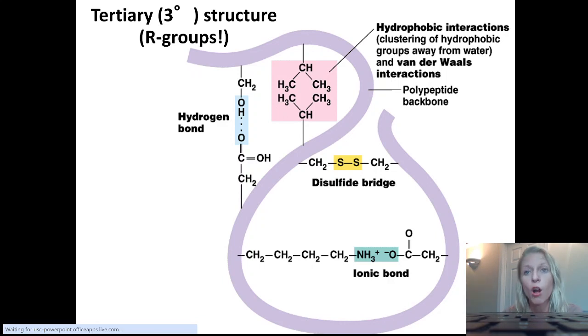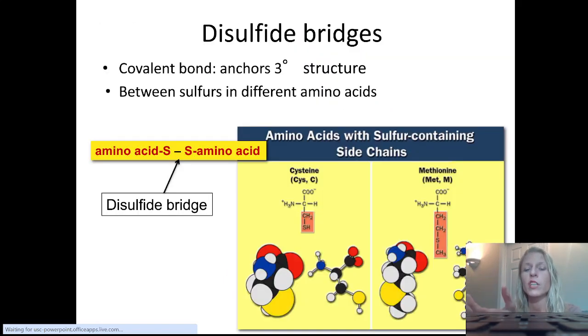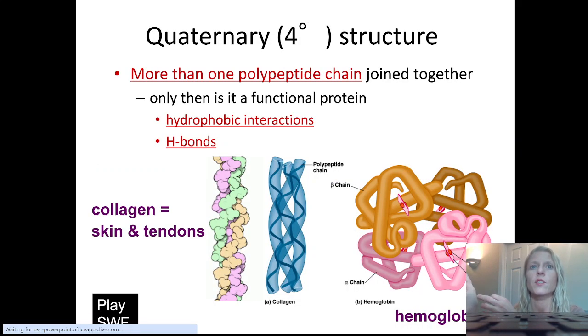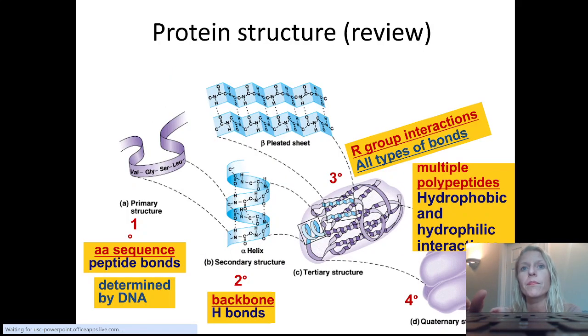This is where those functional R groups come into play, and we have lots of these hydrophobic interactions that are going to start to change the shape of the protein, creating these disulfide bridges between the amino acids. And then your quaternary structure involves more hydrogen bonding and more hydrophobic interactions and lots of bending and shaping to get the protein into whatever shape it needs to be in to do its job. So this is a great slide to study.